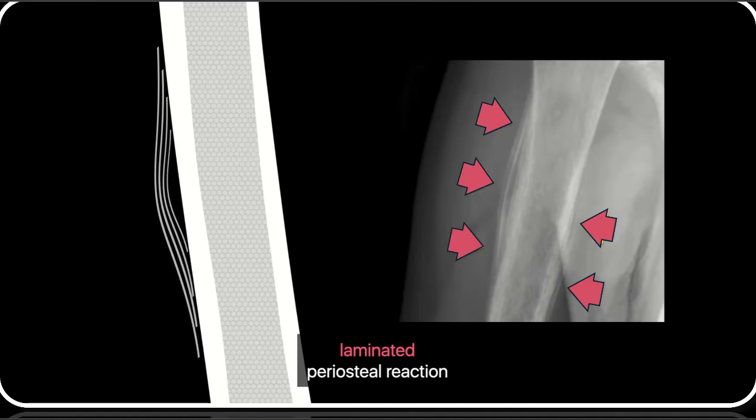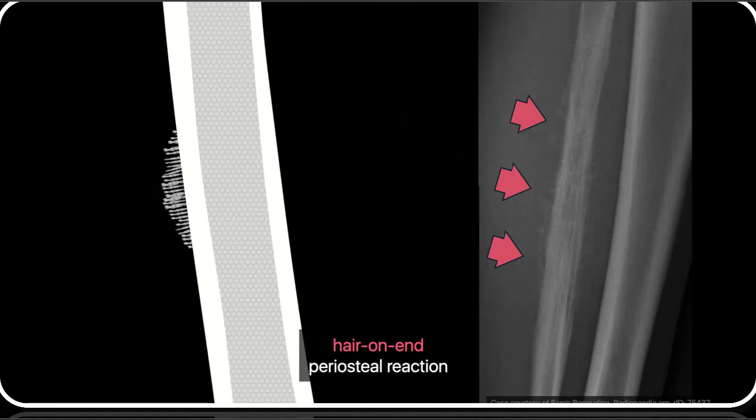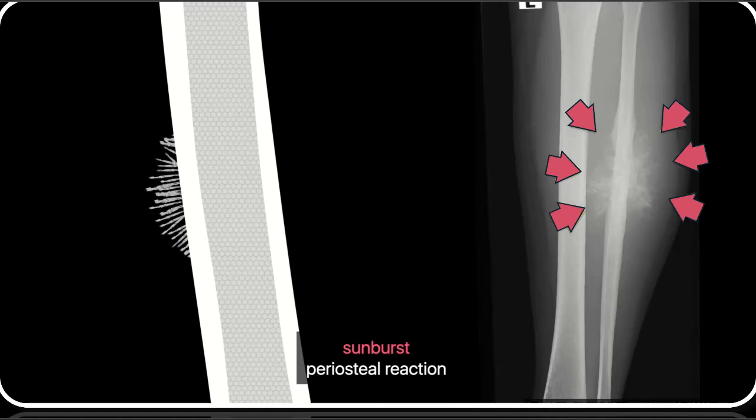When you see an onion skin or layered appearance, this is an aggressive periosteal reaction and indicative of something more serious, such as acute osteomyelitis or a malignant bone tumor. Perpendicular hair on end is another aggressive periosteal formation, as well as the sunburst periosteal reaction pattern.